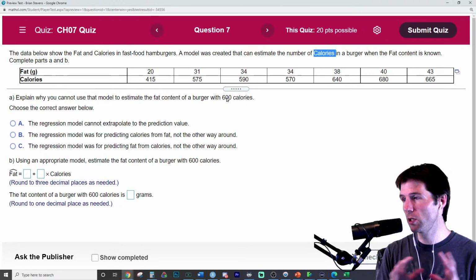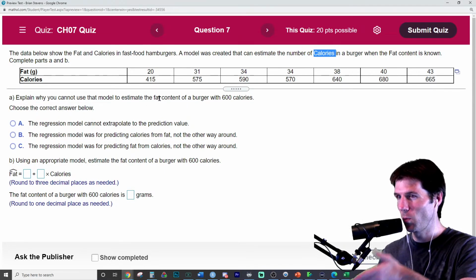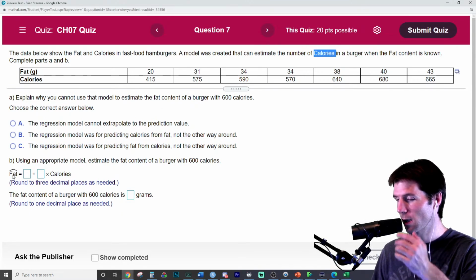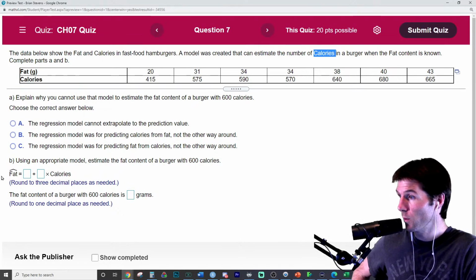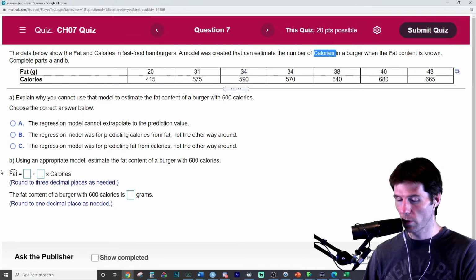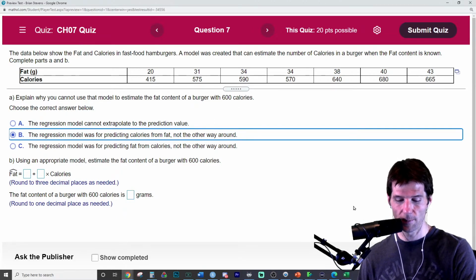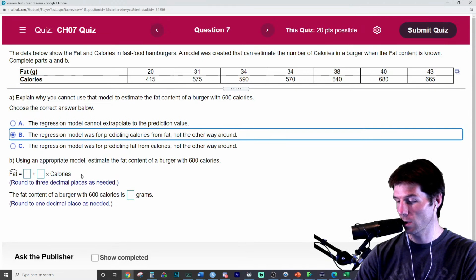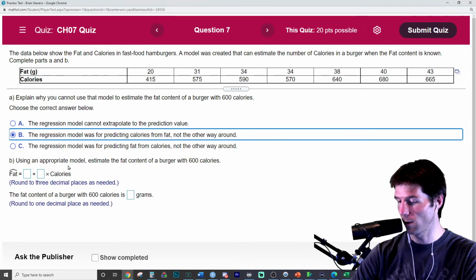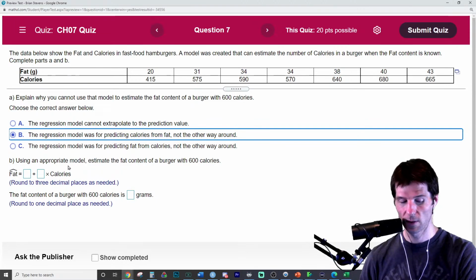So the equation's written wrong. They're switching the Y and the X right here. They're saying let's estimate fat now with calories, which we're going to do in a moment. Someone says, oh, I know the calories in this burger, let me predict the fat. Well, we can do that. We have to make a new model. So the regression model was made for predicting calories from fat. And right here, you can see that. Good to go on that. Using an appropriate model, estimate the fat. And now we actually need to make a model right here. So let's go ahead and make a model on how to do this.